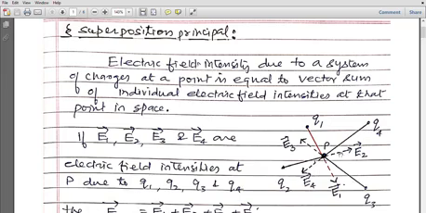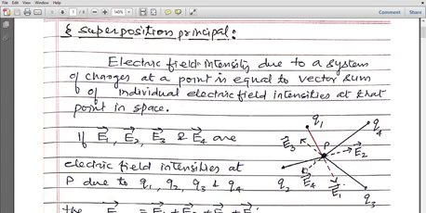Now you can see that E1, E2, E3 and E4 are all vector quantities and they have different directions. So what will be the net electric field? According to this rule, the electric field intensity due to a system of charges at a point is equal to the vector sum of the individual electric field intensities.